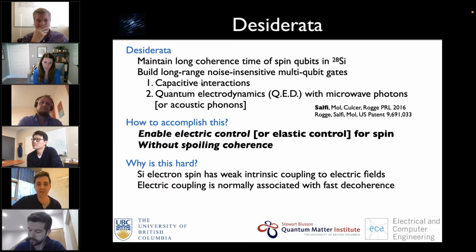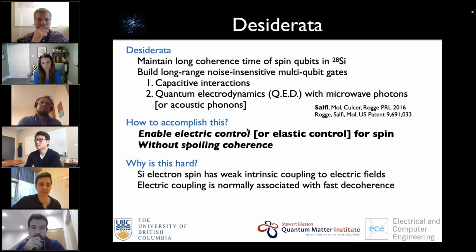One could be, for example, capacitive interactions, or another could be quantum electrodynamics with, for example, phonons or photons. So that's quanta of light or quanta of sound in a chip. And I just highlight here one particular proposal that I'm going to talk about today, but there are many. So then the question is, how do we actually accomplish this?